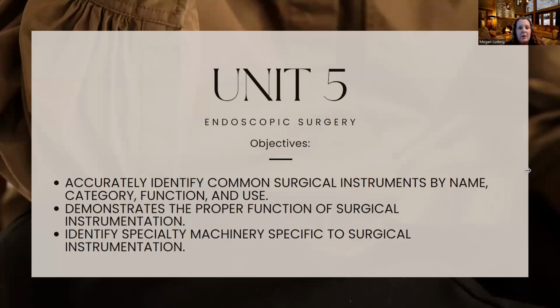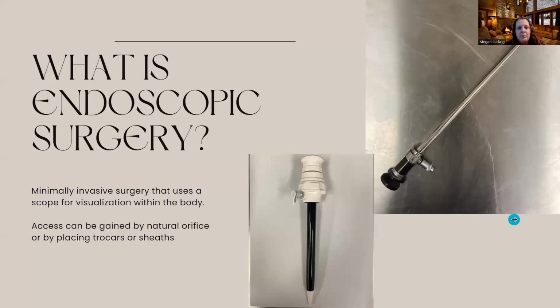So here are our objectives for this week. We're going to be talking about different types of endoscopic equipment, the categories of endoscopy, what that entails, because it's kind of a broad term, to be honest. And we're going to talk a little bit about how to process some of those instruments as well.